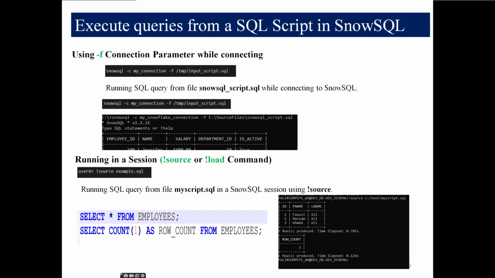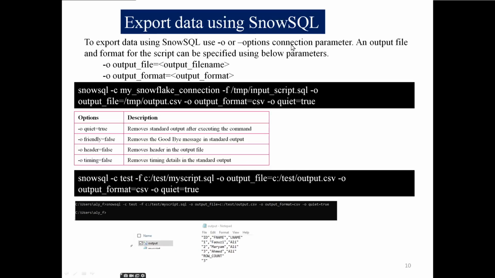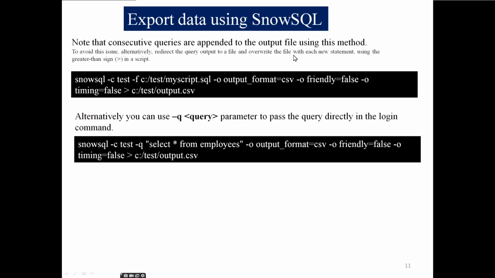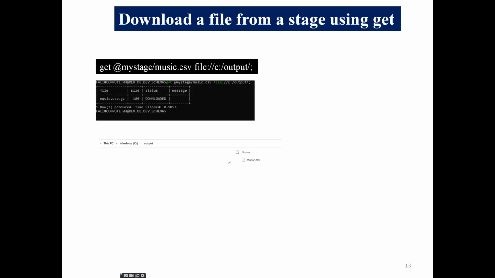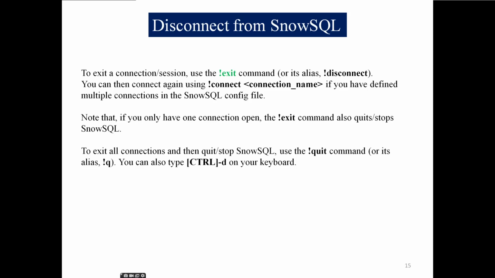We can execute queries from a SQL script. We just need -f to provide the file input for the query. We have these two opportunities to execute queries, during the connection or after the connection, during the session. We can export data using SnowSQL, and the output will be appended or overwritten. We can upload and download files from stage to a local folder, and from a local folder to stage. Then we remove files and disconnect from SnowSQL.